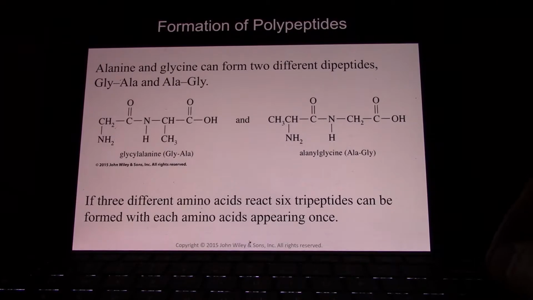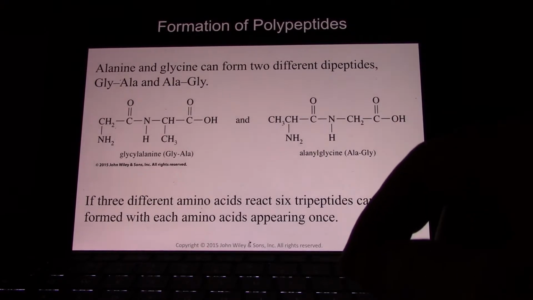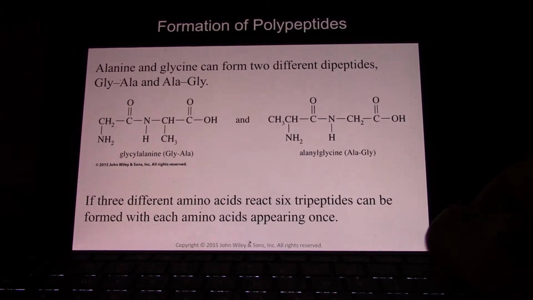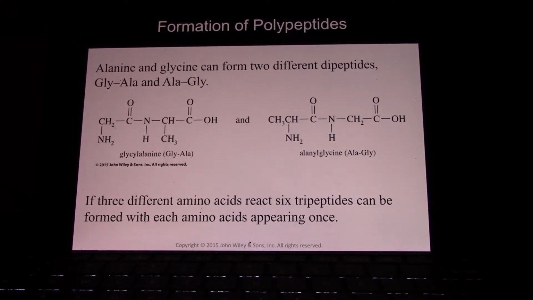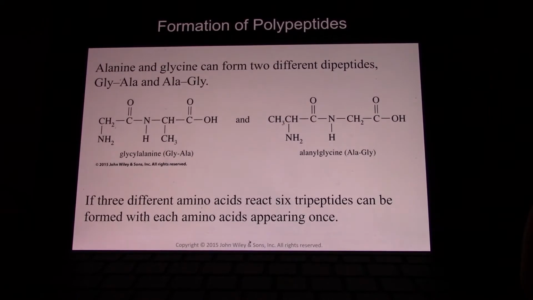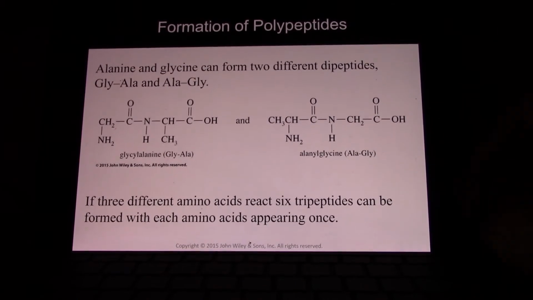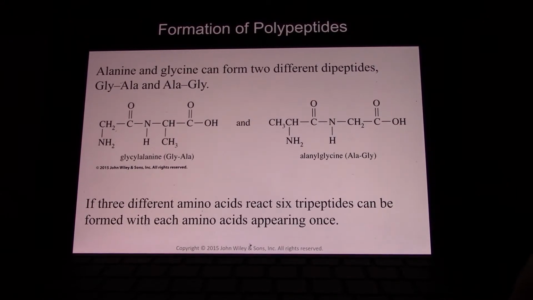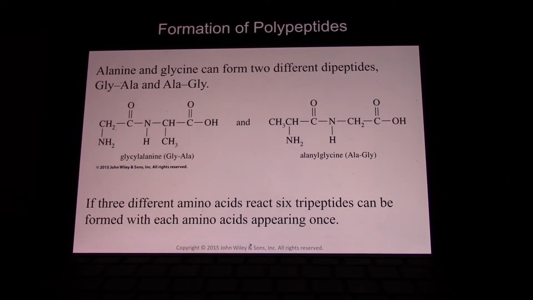Alanine and glycine can form 2 different dipeptides, glycine-alanine or alanine-glycine. Different N-terminuses, different C-terminuses, not the same polypeptide. If 3 amino acids combine, you can have 6 tripeptides. So you can have 1, 2, 3; 1, 3, 2; 2, 1, 3; 2, 3, 1; 3, 1, 2; 3, 2, 1. You get 6 possible combinations because the first spot and the third spot are not the same.